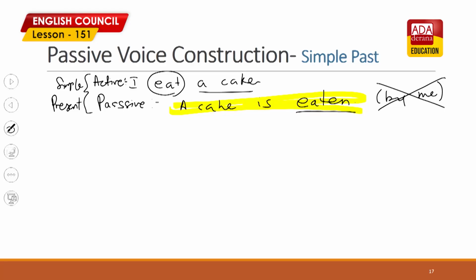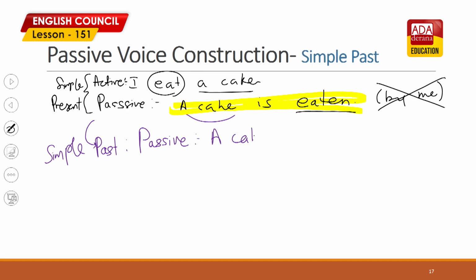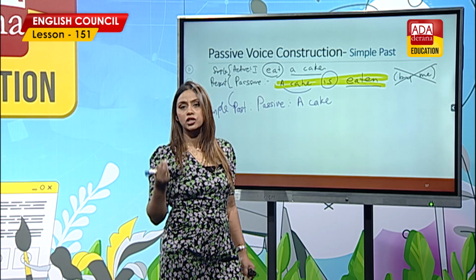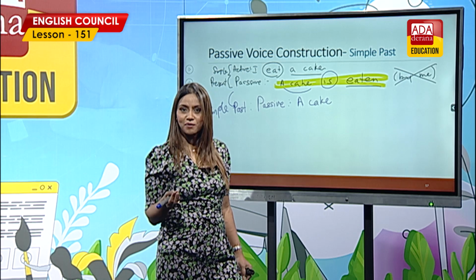Look at the screen. The simple past passive construction. A cake, written in the same way, is, only the be verb changed. I told you it's the helping verbs that change. When going to another tense, we do nothing to the main verb. It's always the past participle of the main verb. That's the best part of passive constructions. You only change the be verb. That's the best part of passive construction.